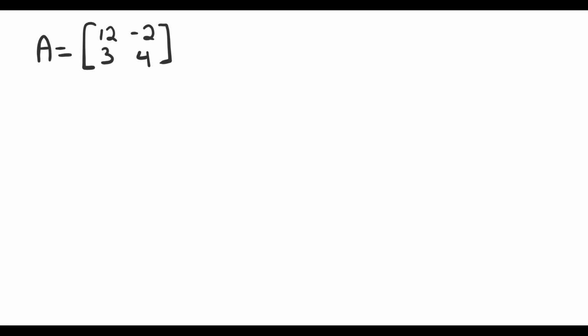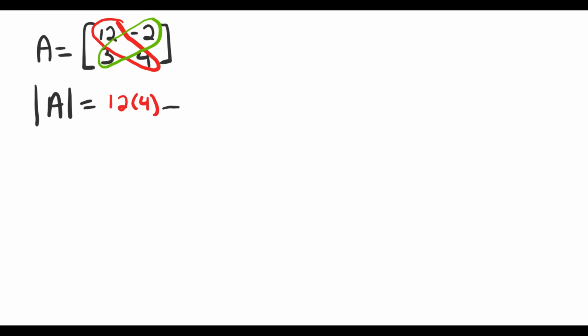So wherever I have the matrix A is equal to 12, 3, negative 2, 4, and I want to find the determinant of A, what that's going to tell me to do is I'm going to take this 12 times the 4, so 12 times 4, minus the 3 times negative 2. So 3 times negative 2. So notice it's this forward diagonal minus the back diagonal.